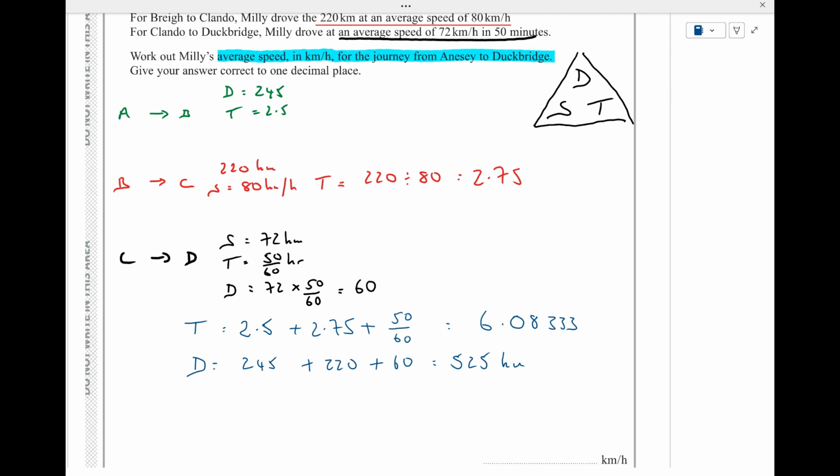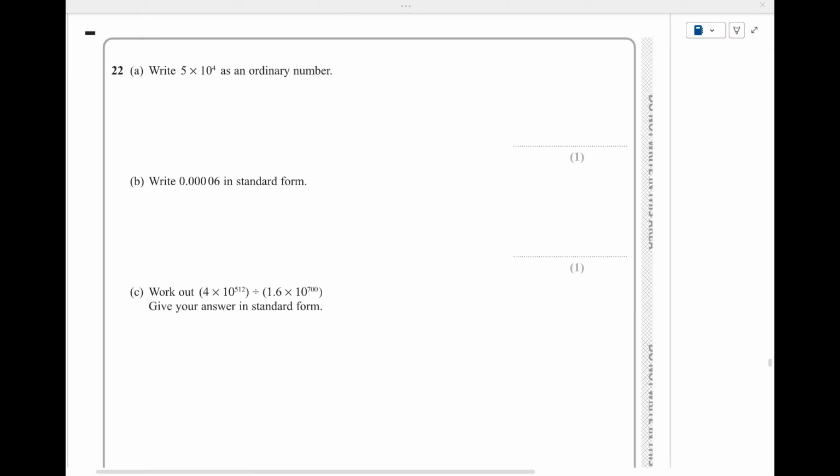So now I'm going to find the average speed. The average speed for the whole journey will be the whole distance divided by the total time. 525 divided by 6.08333. I've got enough decimal places there to make sure it's accurate. Gives me 83.301, so to one decimal place, 83.3 kilometers an hour.